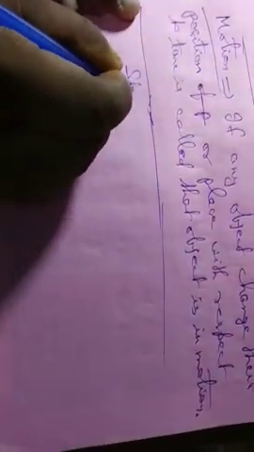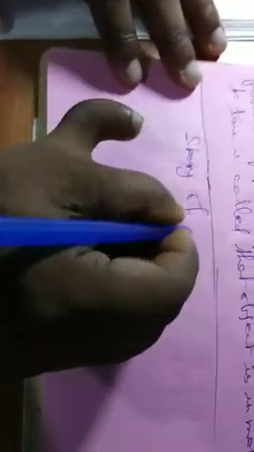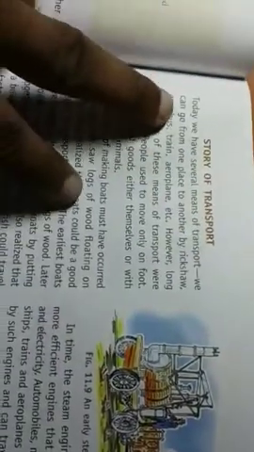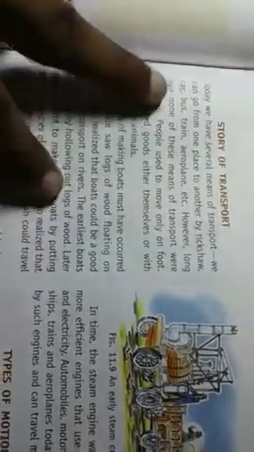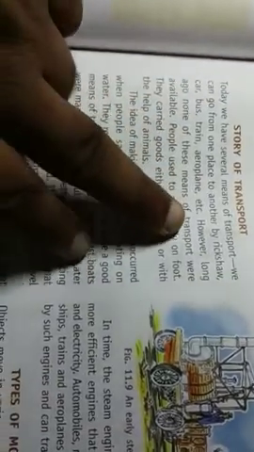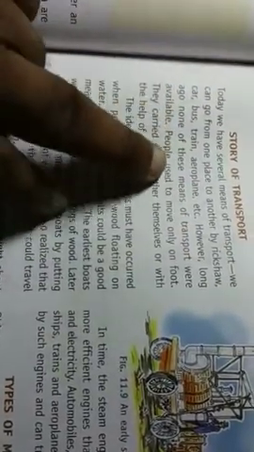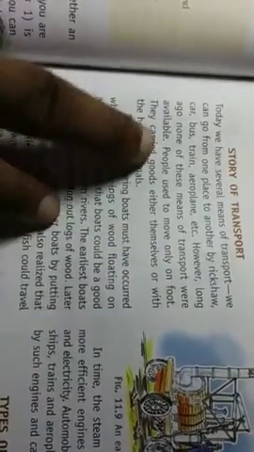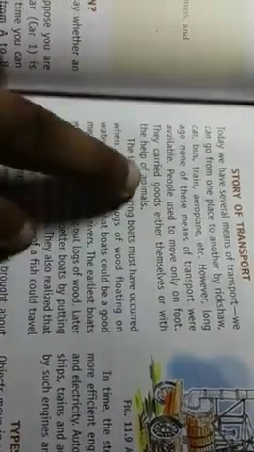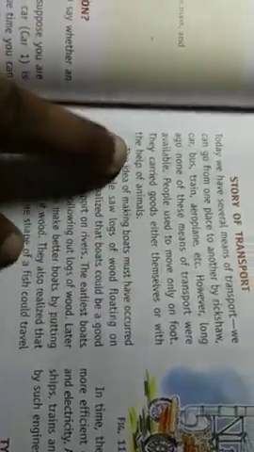Now students, the next topic is the story of transport. Today we have several means of transport. We can go from one place to another by rickshaw, car, bus, train, aeroplane, etc. However, long ago, none of these means of transport were available. People used to move only on foot. They carried goods either themselves or with the help of animals.